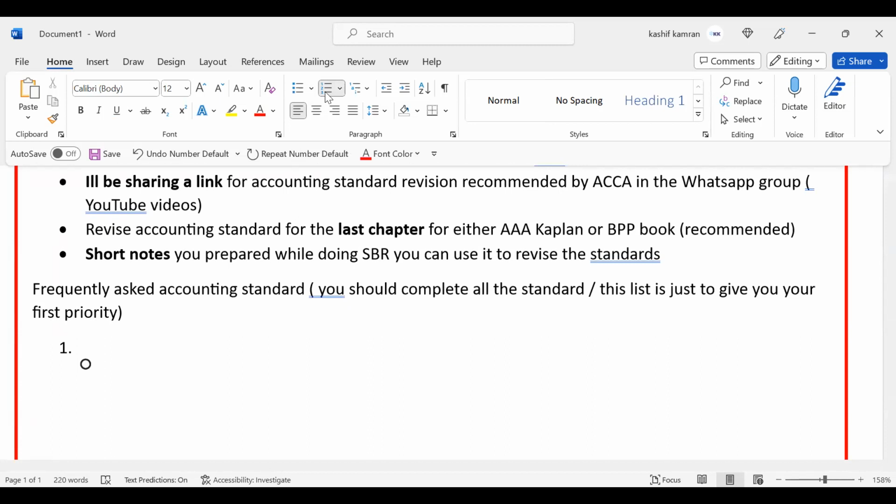So frequently asked ones include share-based payment. Let me put the titles. IFRS 2 is very frequently asked. IFRS 3, primarily the goodwill. The goodwill is very frequently asked: business combination, elimination of intercompany balances, goodwill. That is very commonly asked.